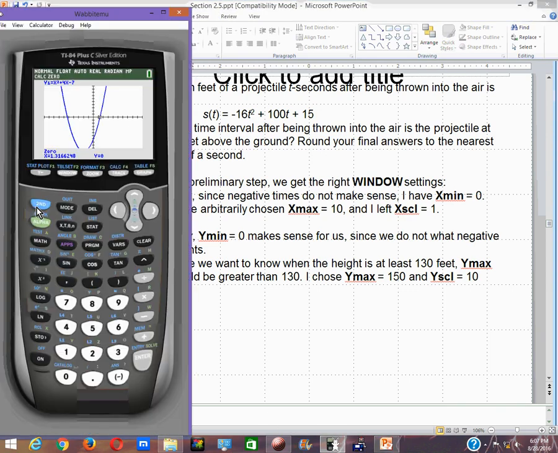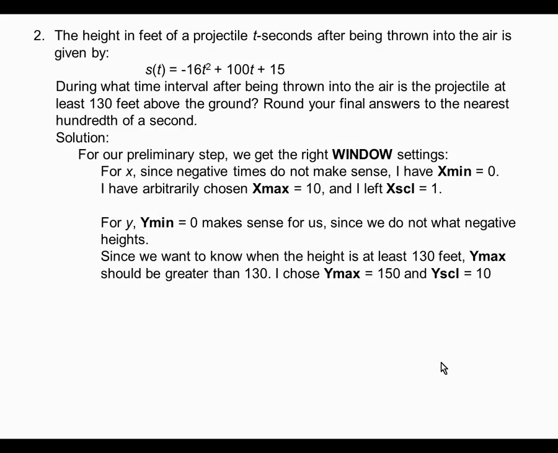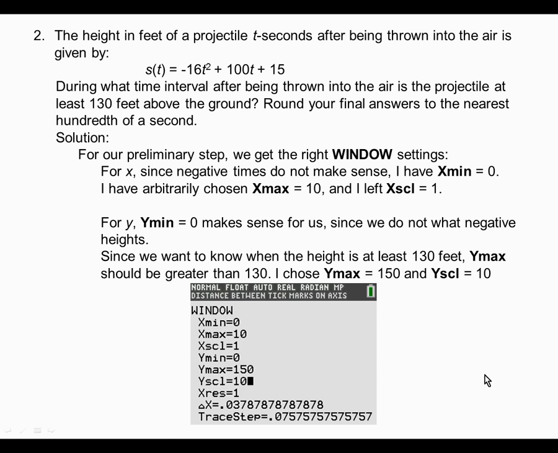So let's quit that. Let's clear out the y equals. And our window: x min 0. Again, I kept my x max at 10, assuming this can happen within 10 seconds. My y min will be 0, I don't need negative heights. And my y max, again something bigger than 130, I arbitrarily chose 150, and my y scale was 10. Then we quit that. So I've taken care of a preliminary step to make sure I can see my graphs. That's what my window should look like after I set my settings.